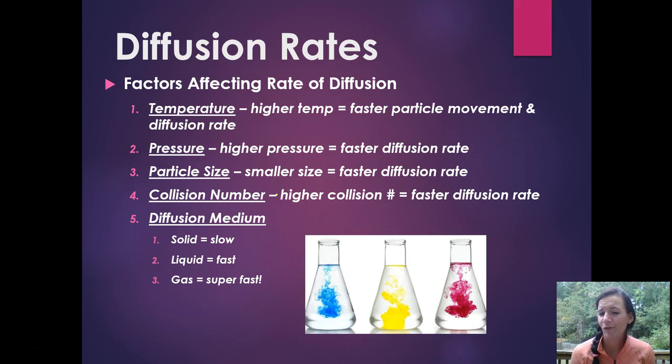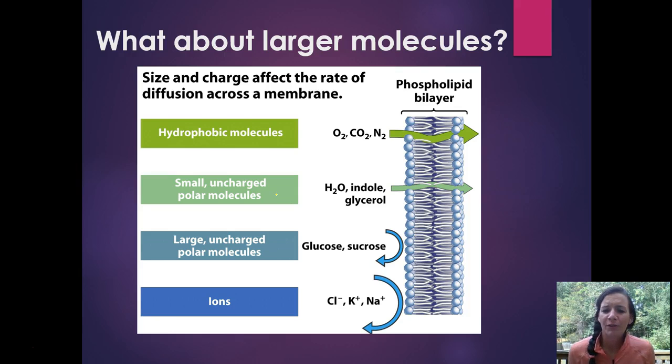So diffusion rates. There's a few things that can affect the rate of diffusion. Temperature is one. Higher temperature means faster movement, faster diffusion. Pressure, same thing. A higher pressure is a faster diffusion rate. Particle size. As you can imagine, smaller sized particles are going to diffuse faster than larger particles. The collision number. All of those particles are colliding with each other, so the more they collide, the faster that diffusion rate. And finally, the diffusion medium. Solids are going to diffuse the slowest, while gases are going to diffuse the fastest. So if that thing is in a gas, it's going to diffuse much faster than if it was in a solid or a liquid.